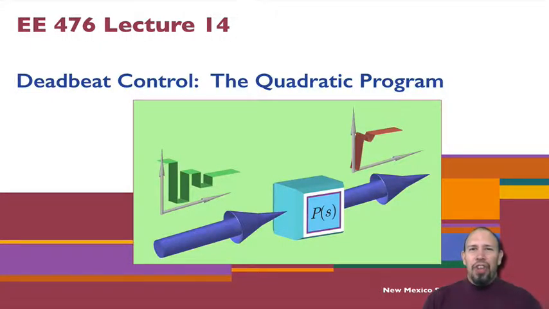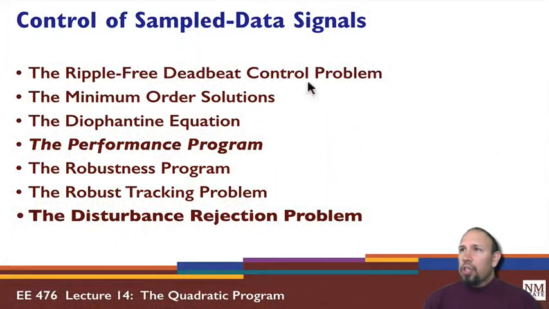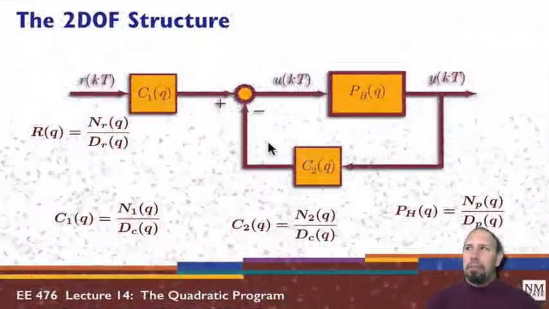Hi, this is Lecture 14, and we're talking in this lecture about the Deadbeat control quadratic program. So in this lecture, we're talking about the performance program and how to cast the performance program into a quadratic program. That's the purpose of this lecture.